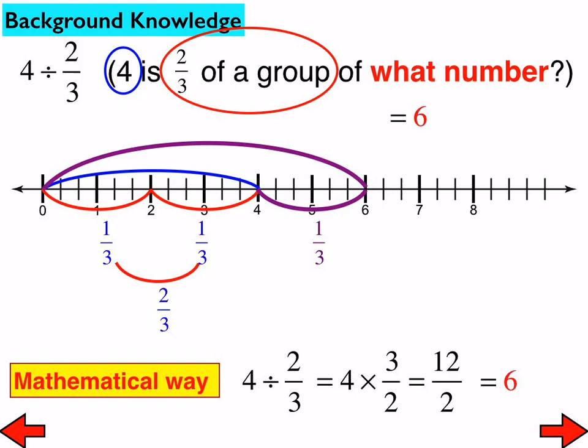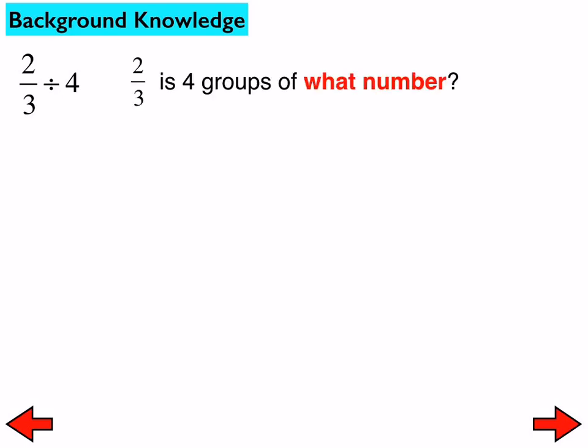All right, I want you to do the same thing now with the last modeling problem for today, 2/3 divided by 4. And when we're thinking about 2/3 divided by 4, modeling with the number line, we're trying to think of it like this. 2/3 is 4 groups of what number? Let's see if you can figure it out, and then we'll talk with our shoulder partner just like we did in the last one.